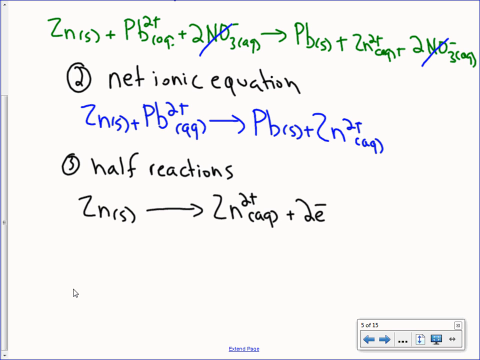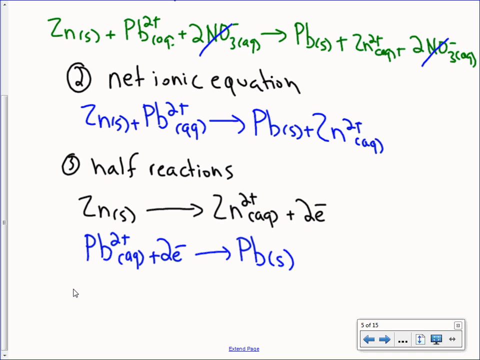In the second half reaction, this will involve lead. So we have lead ions in solution, and as the reaction proceeds, that lead is going to turn into solid lead, and it's going to gain a neutral charge. In order for lead to gain that neutral charge, it will have to gain 2 electrons in order to cancel out that positive 2 charge. And so this is how we generate our solid lead with a neutral charge on it.